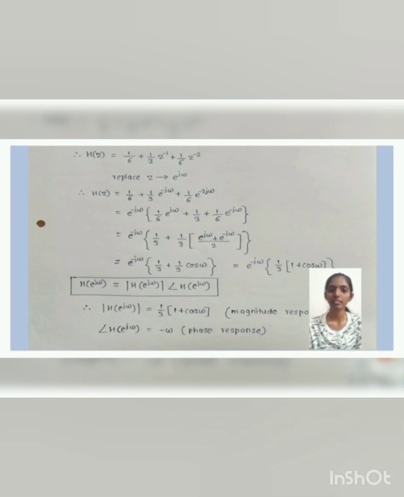Here by replacing z with e raised to j omega, we will get the equation H of e raised to j omega is equal to 1 by 6 plus 1 by 3 e raised to minus j omega plus 1 by 6 e raised to minus 2 j omega. By rearranging the given equation, we will get e raised to minus j omega in bracket 1 by 3 into 1 plus cos omega. Here we know the standard equation: H of e raised to j omega is equal to magnitude of H of e raised to j omega into phase response of H of e raised to j omega. Then by comparing with this equation, we will get the magnitude of H of e raised to j omega is equal to 1 by 3 into 1 plus cos omega, and the phase response will be minus omega.